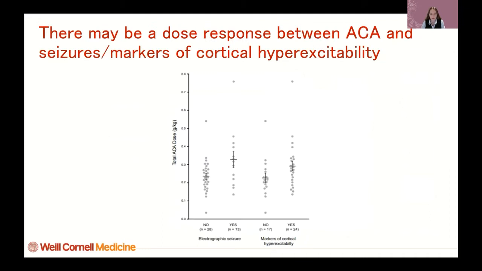We also took a look at the relationship between ACA dose and electrographic seizures and markers of cortical hyperexcitability. In this figure, the dots represent individual patients with weight-normalized ACA dosing. And we did see a trend toward electrographic seizure and markers of cortical hyperexcitability with increasing ACA dose, though it was not significant, with p-values of 0.07 and 0.1 respectively.